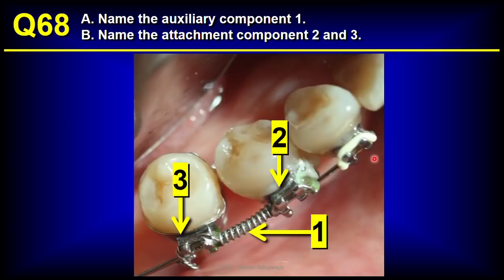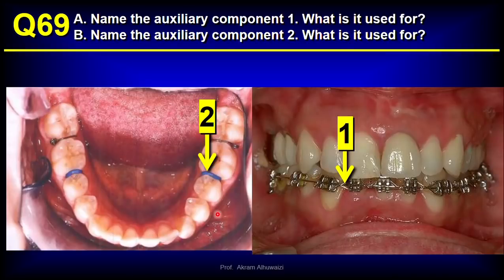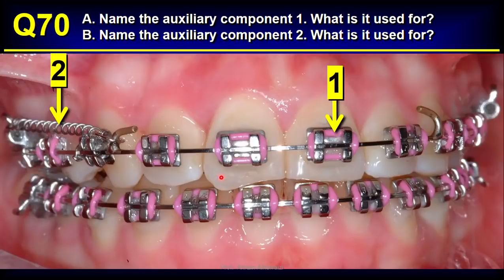Name the auxiliary components. 1 is a coil spring, 2 the type of attachment is a bracket, and 3 the type of attachment is a band. Name the auxiliary component. 1 is a ligature wire, and 2 is a separator. Name the auxiliary components. 1 is a ligature elastic, and 2 is a coil spring.